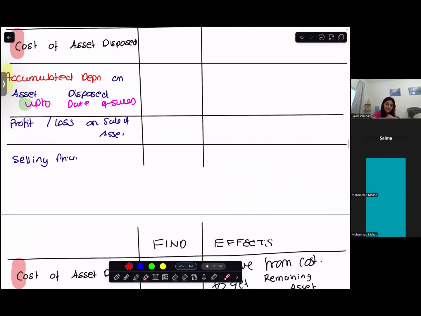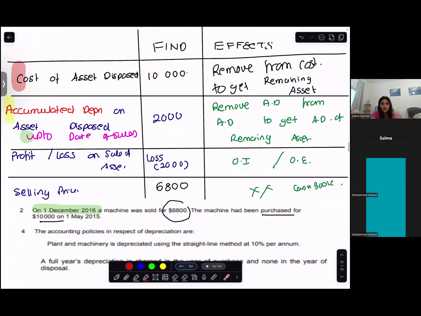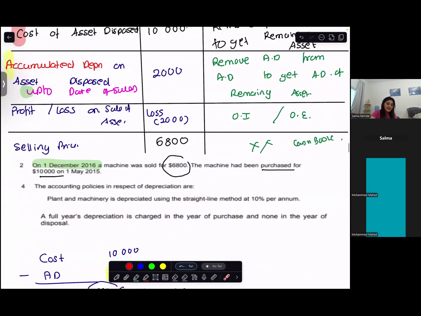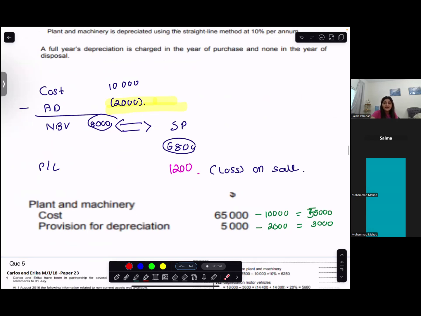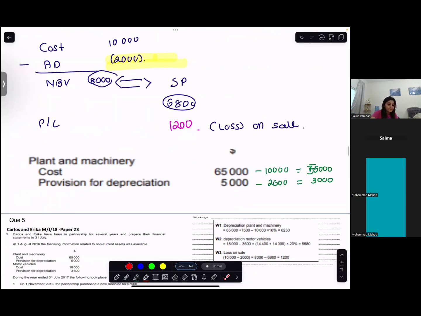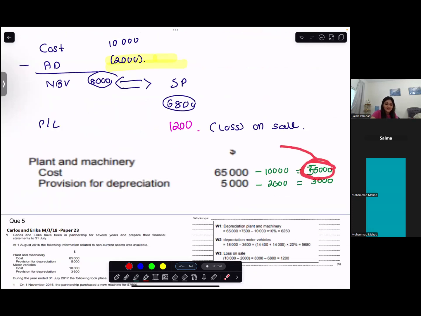Then you will give effect. From the cost, remove the cost. From the accumulated depreciation, remove the accumulated depreciation. Profit or loss will be other income or other expenses. You get the cost of your remaining assets. If it is straight line method, remove depreciation on cost. If it is written down value method, then from your remaining assets, remove the remaining accumulated depreciation, get the net book value of the remaining assets and remove depreciation from them. I again want you to solve the entire depreciation part of plant and machinery.